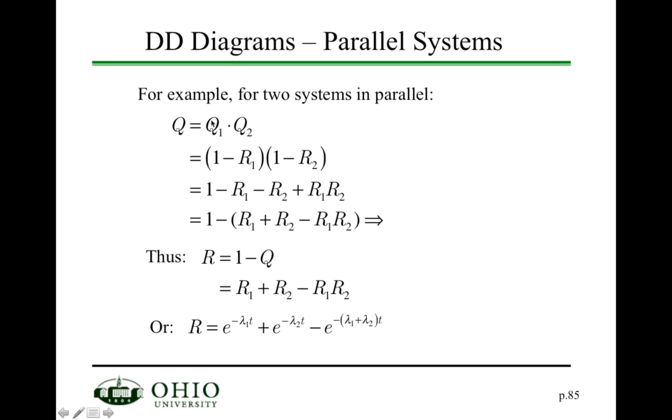So for example, for 2, you can say Q is equal to the product, and then you can express that again in terms of reliability. And you find out that for 2 systems in parallel, the overall system reliability is the sum of the reliabilities minus the intersection.